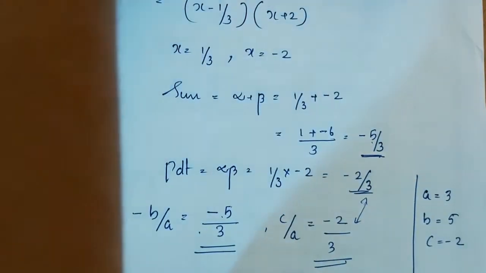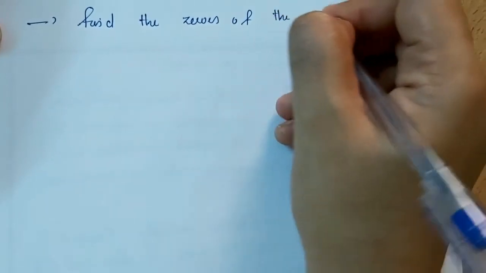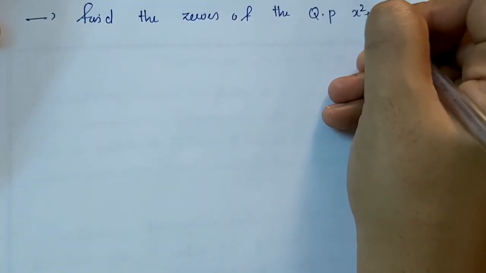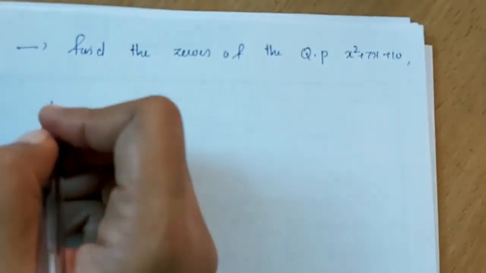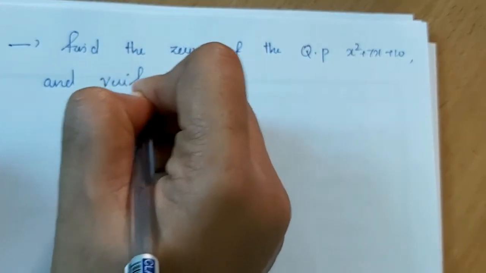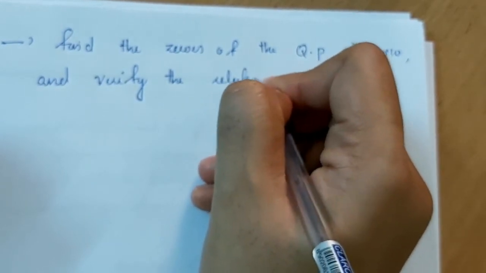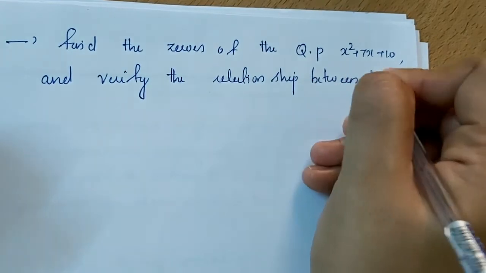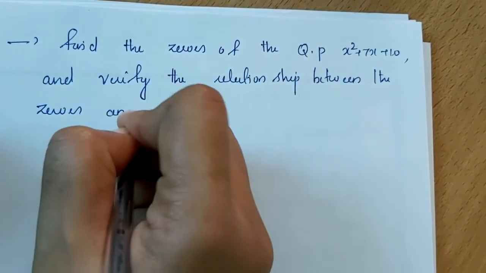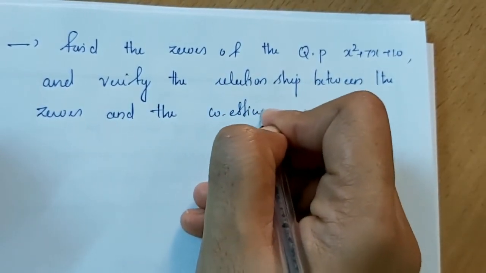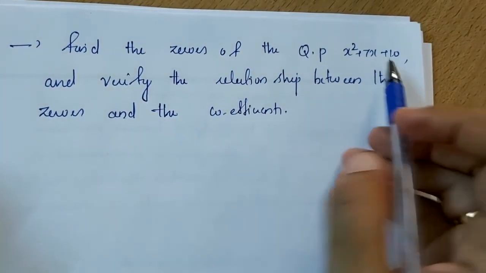Let's go to the question. For an example, find the zeros of the quadratic polynomial x square plus 7x plus 10, and verify the relationship between the zeros and the coefficients.